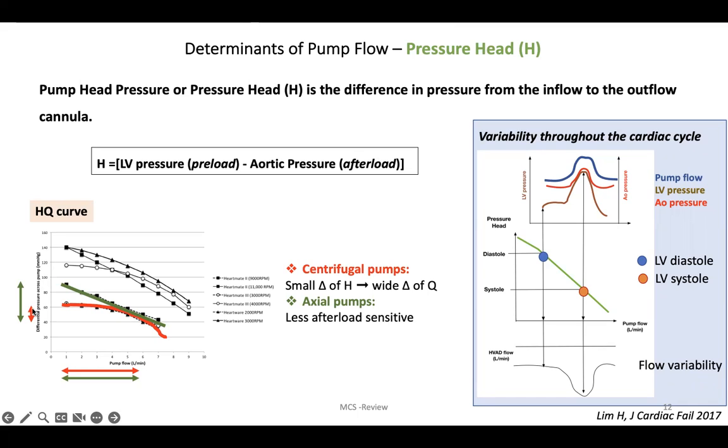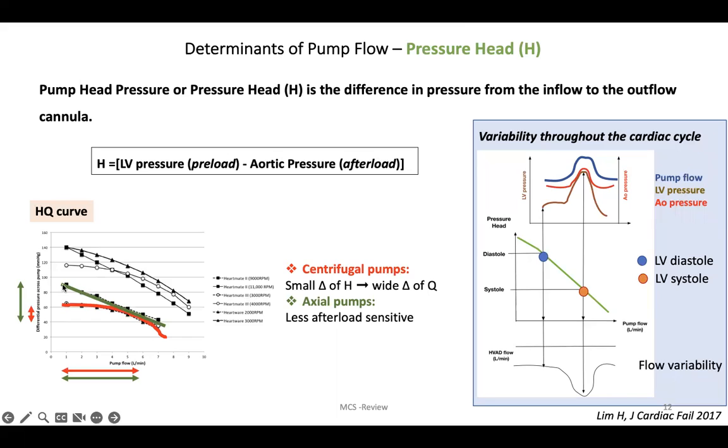It's that for a small variation of the pressure head, of the gradient between the LV pressure and the aortic pressure, you have a large variation of the pump flow, meaning that this kind of pump, the centrifugal pump, is a little bit more sensitive to afterload than the axial pump.